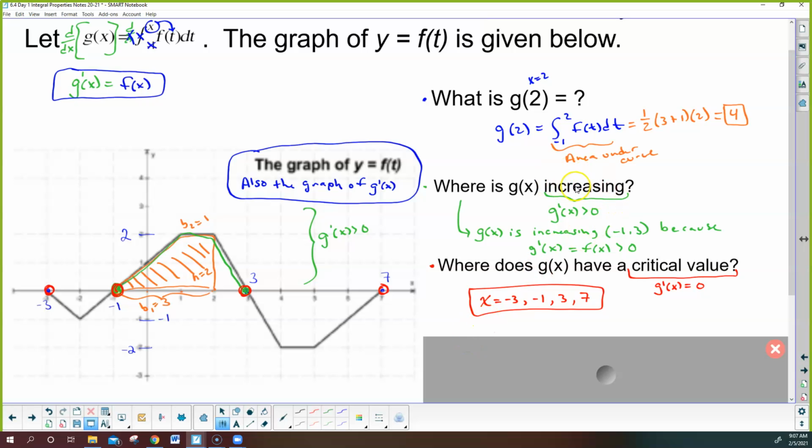Now I could also ask you, where is g decreasing? It's decreasing when it's below the x-axis, so it would be from negative 3 to negative 1 and 3 to 7.